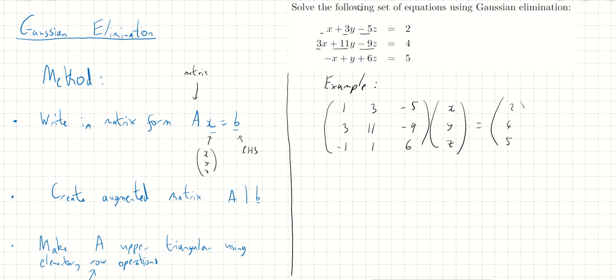So this matrix equation is exactly the same as the simultaneous equations. If we multiplied out that matrix equation, we would just end up with the exact same simultaneous equations. Okay, so that's step one.